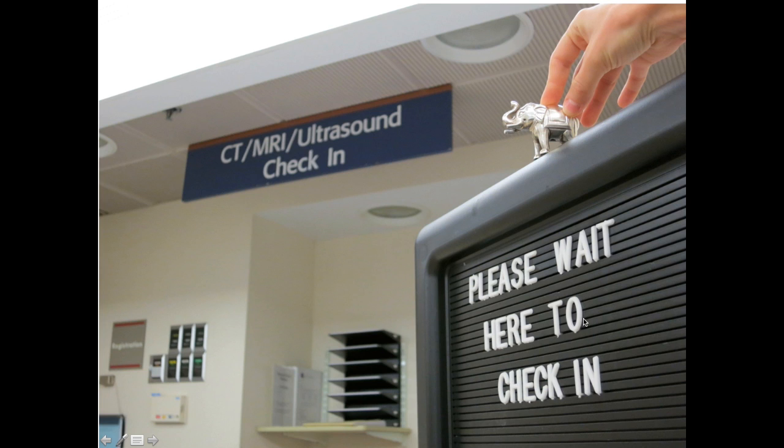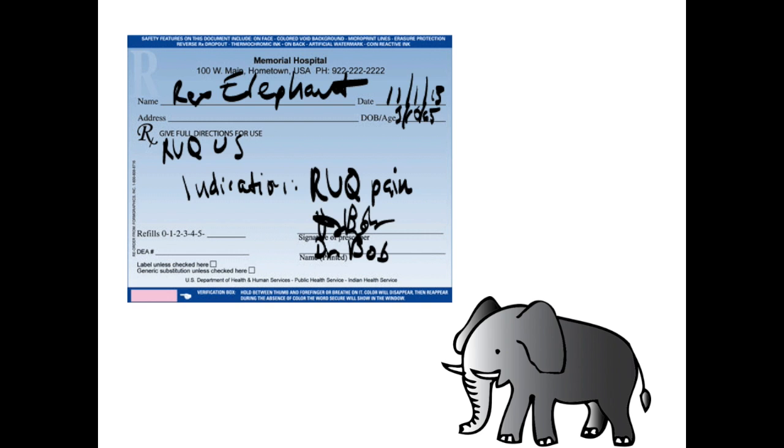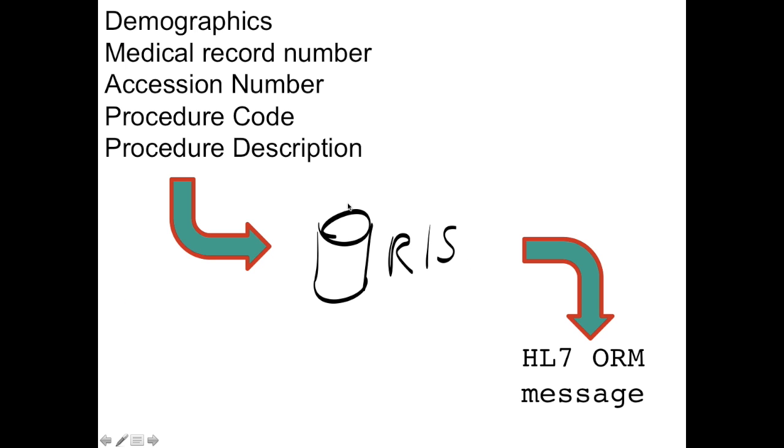So heading back to Rex, the next place that Rex is going to go is the check-in desk for the radiology department. At the check-in desk, he's going to show the clerk his order. Again, he's here for a right upper quadrant ultrasound, and the indication is right upper quadrant pain. We're also going to capture who the referring physician is. All of this information is going to be collected and entered into the radiology information system.